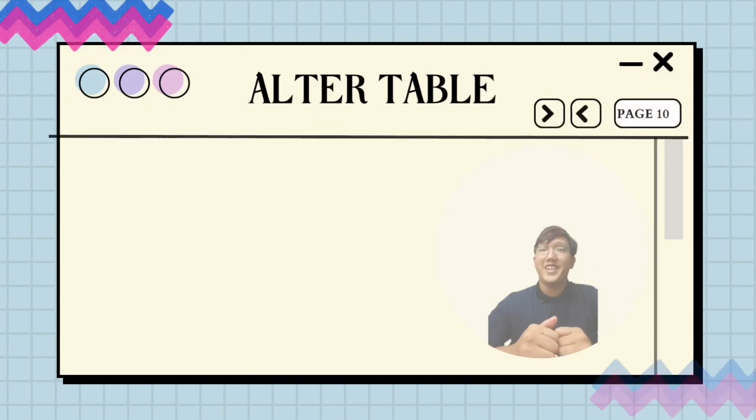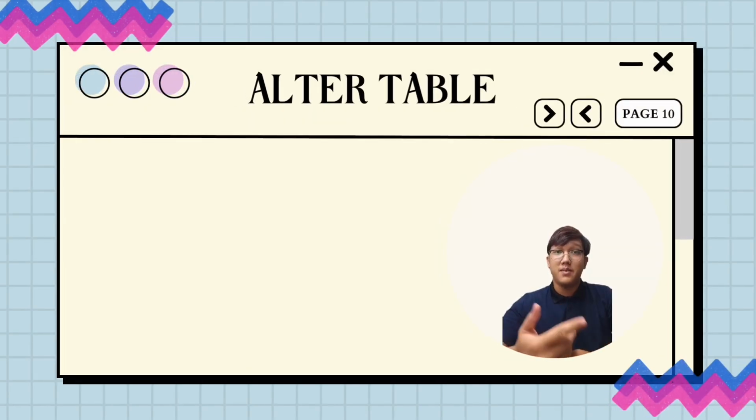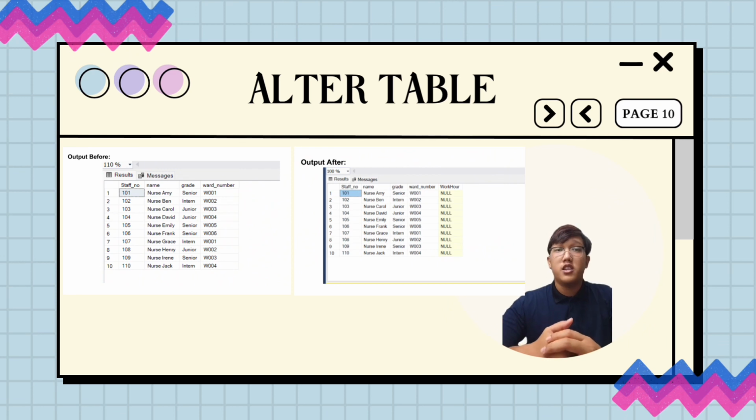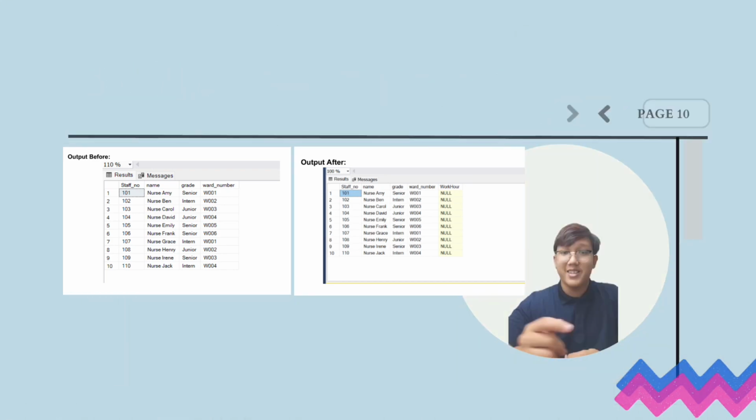I will continue at the alter table part. The alter table statement is used when we want to add, delete, or modify a column in an existing table. For example, we want to add additional information to the nursing staff table, which is work hour. So we use the code ALTER TABLE nursing staff ADD work hour VARCHAR, and don't forget to use a semicolon.